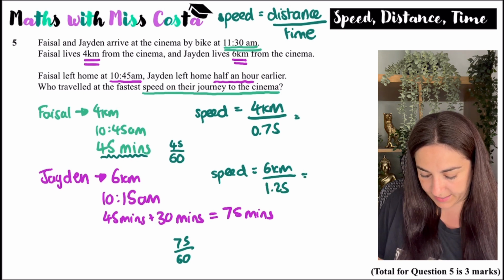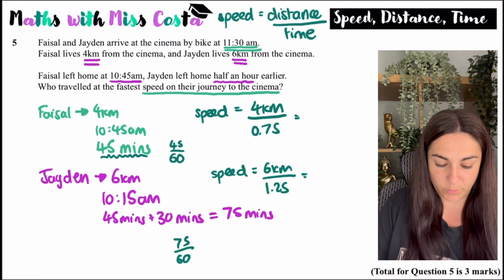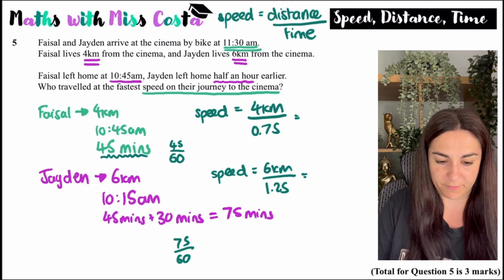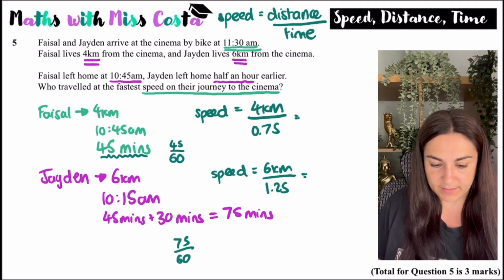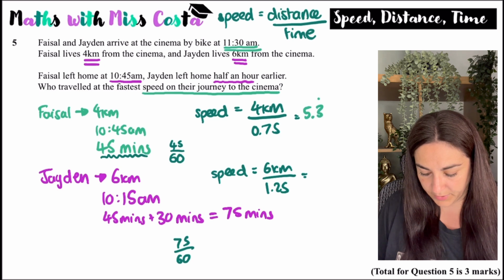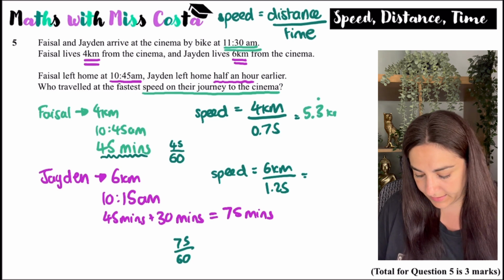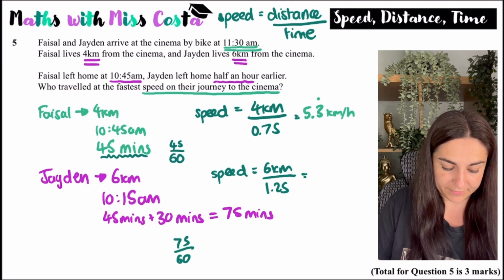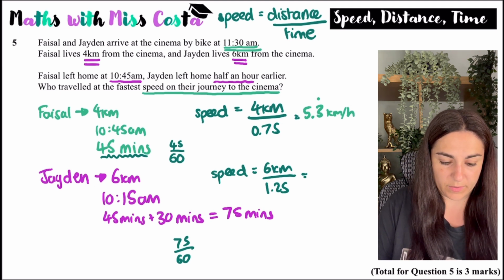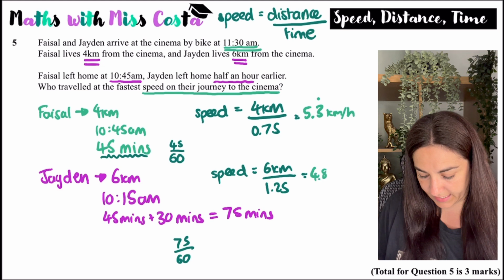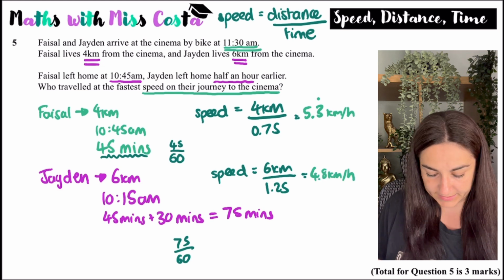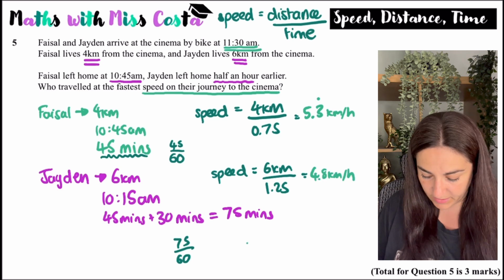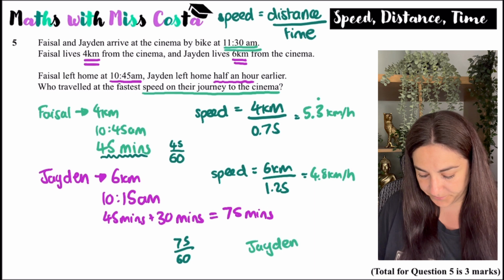So then we have two speeds. For Faisal, we do 4 divided by 0.75, which is 5.33 recurring kilometers per hour. And for Jaden, we've got 6 divided by 1.25, which is 4.8 kilometers per hour. So who travelled at the fastest speed? We'd say Jaden did.